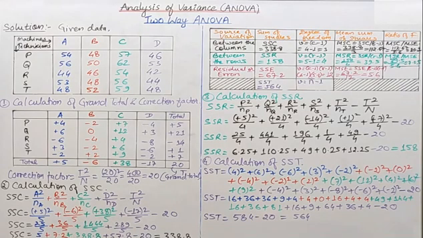So data is given, machines and technicians are given. Now first of all we calculate the grand total and the correction factor. First of all we see that from the data, if we square the terms of A, B, C, D, there will be a very high value. So for simplicity, we can subtract a suitable value from all the table. So now we are subtracting 50 from all the values in the table.